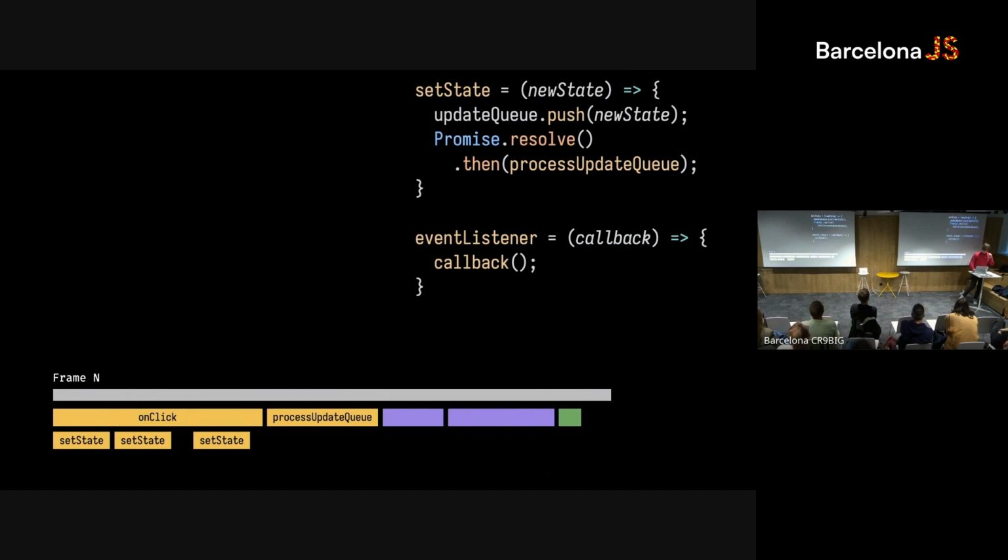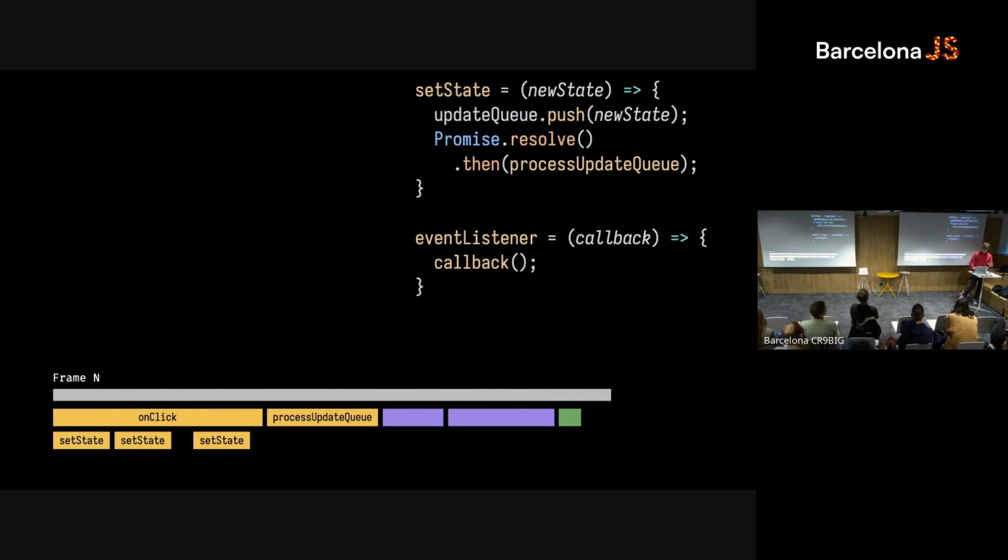You have a frame. The frame starts running on click. That on click calls setState 3 times, and every setState pushes the update into the queue and schedules process update queue. It's actually only the first setState that schedules the process update queue. The second and the third one actually check if something has been already scheduled and don't schedule more functions unnecessarily, but I simplified the previous slide with code.